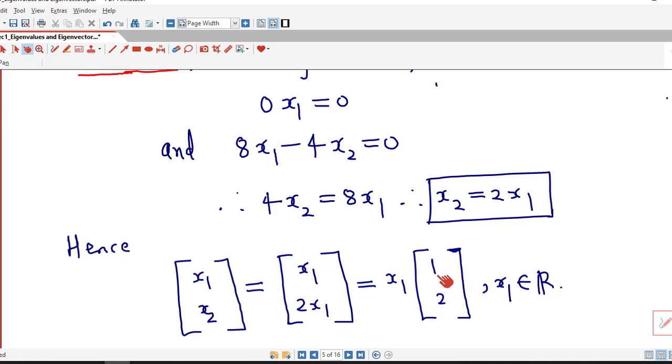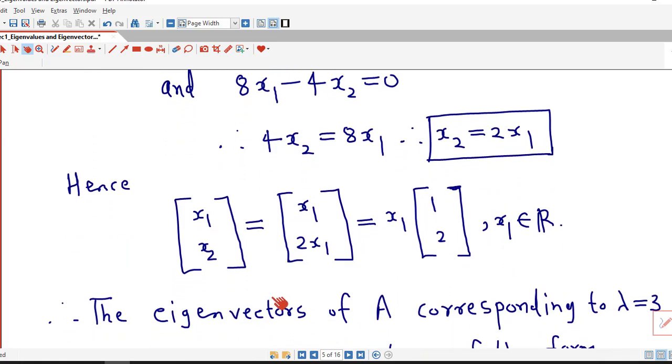So there is only one linearly independent eigenvector corresponding to eigenvalue lambda equal to 3, and all other eigenvectors are nothing but scalar multiple of this eigenvector (1, 2). So we can say that there are infinite number of eigenvectors corresponding to lambda equal to 3, which we can represent as scalar multiple of this linearly independent eigenvector (1, 2).